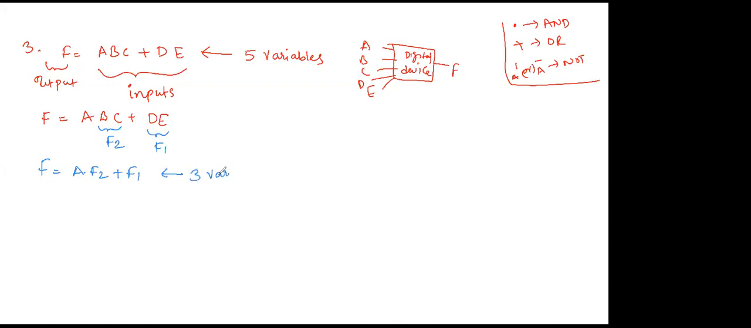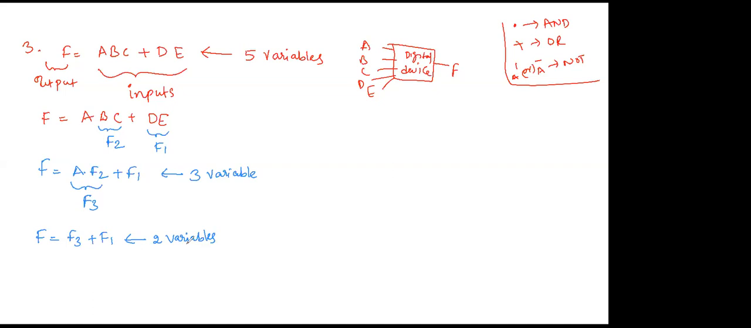But your grouping process should not stop here. You need to continue until you get two variables. So I am considering A into F2 as F3. So F is equal to F3 plus F1. Now two variables are there on the right side. So stop the grouping process.